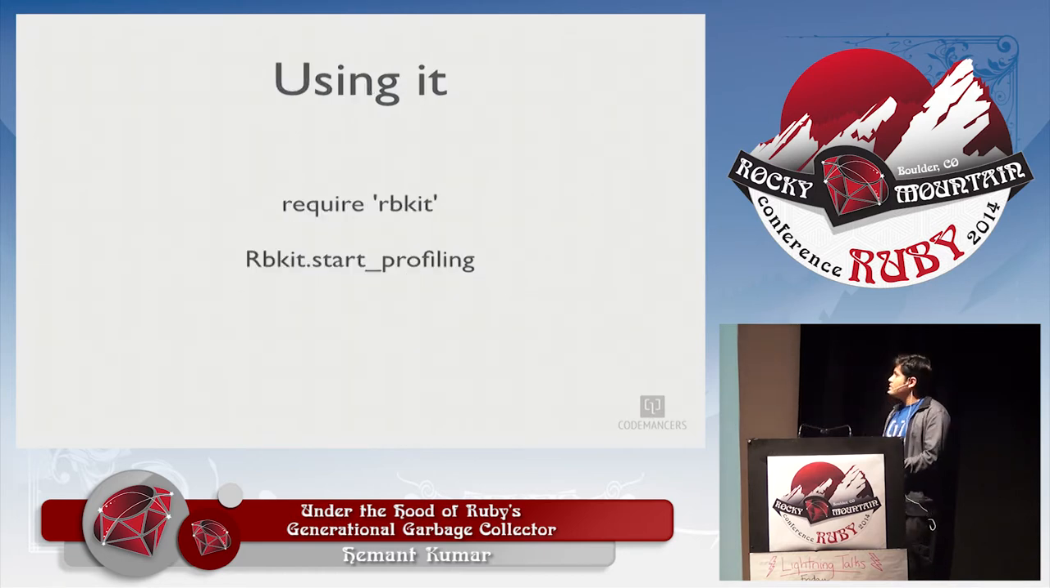Using RBKit is real simple. In your Rails app, you just put gem 'rbkit', and then in boot.rb, you put require 'rbkit' and Rbkit.start_profiling. It will listen on a socket for incoming desktop client connections.